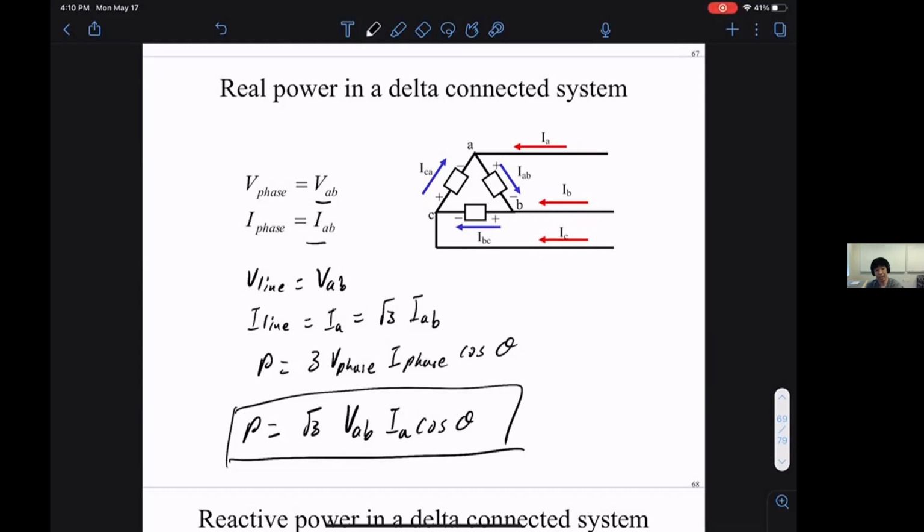This comes from the fact that given a transmission system, I can measure the line-to-line voltage and I can measure the line current. So I want to express the power in terms of quantities I can measure. I can measure the A to B voltage and the IA current. So this is my power equation.